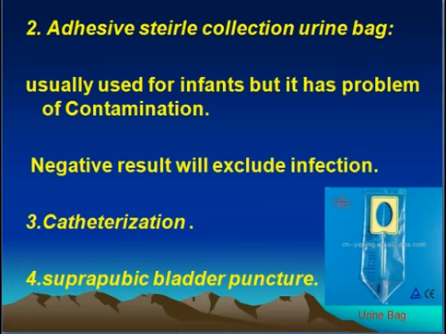Another method is an adhesive sterile urine collection bag, usually used for infants, but it has a problem of contamination. A negative result will exclude infection. Another method is catheterization, and the fourth method is suprapubic bladder puncture, which is an invasive technique for obtaining uncontaminated urine samples.